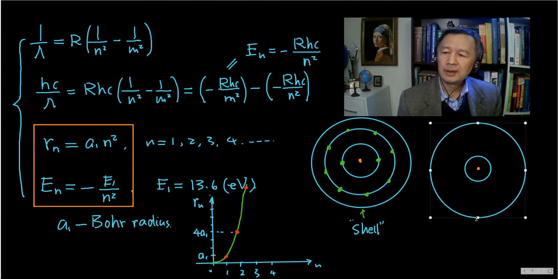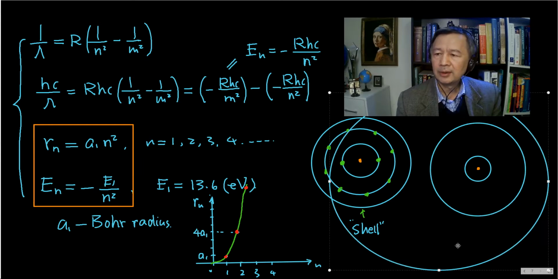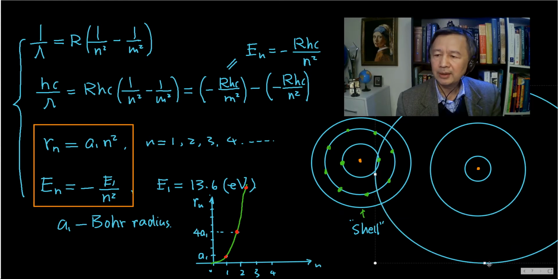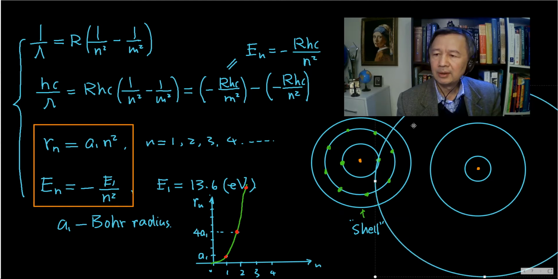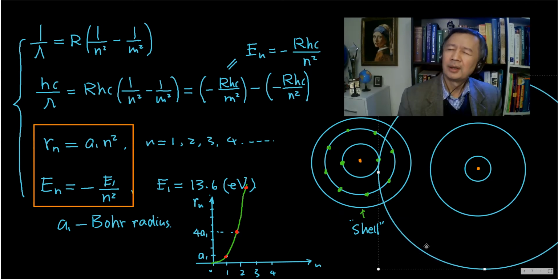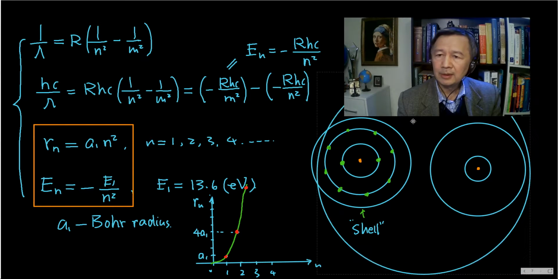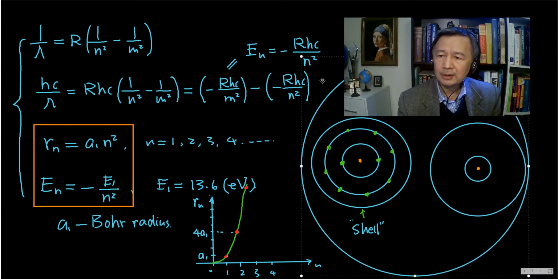How about the third? How about n equal to 3? It would be 9. It would be like this. Ooh, okay, I can hardly draw it. I will stop here, because this is 1, this is 4, this is 9, probably even larger, right? Even larger. Okay.